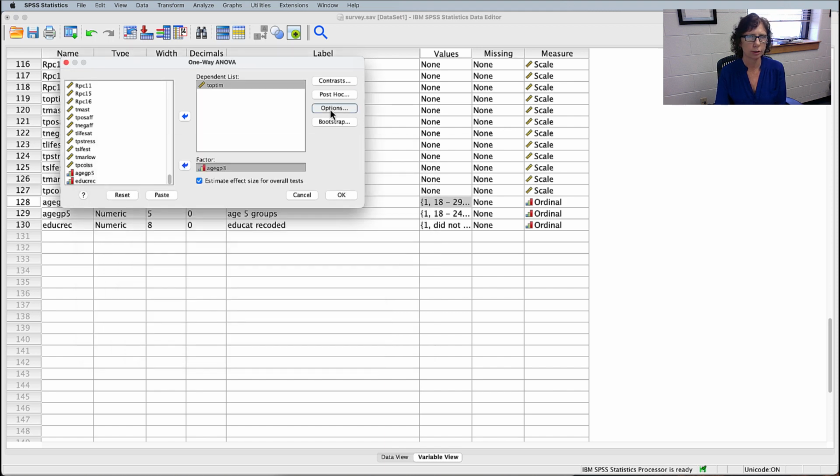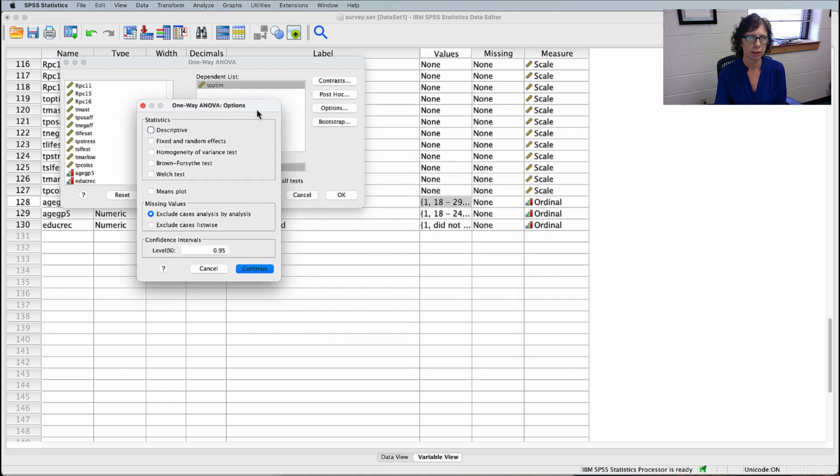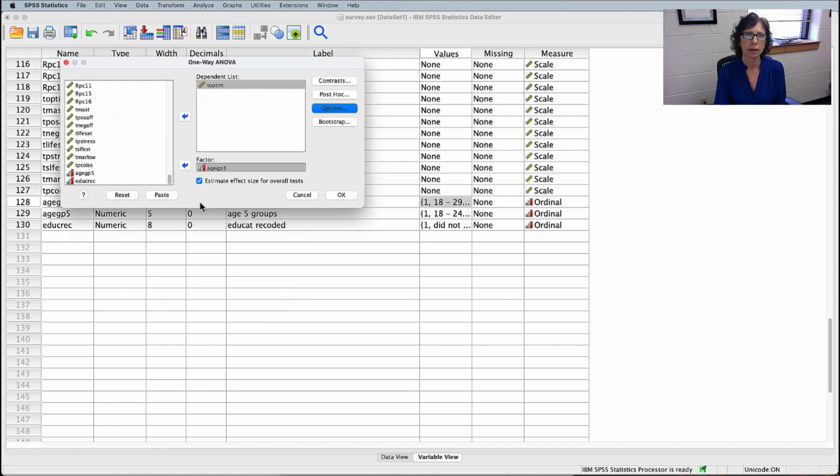I'll just check options to see if we want anything here. Let's go ahead and get descriptives. We want the homogeneity of variance test, that's our Levene's test. If our Levene's test is significant and we have indication of a violation for homogeneity of variance, then we're going to want these backup tests, the Brown-Forsythe and Welch's. So we'll go ahead and select those at this point. Here we're ready to continue, and then paste so that we can take a look at this syntax.